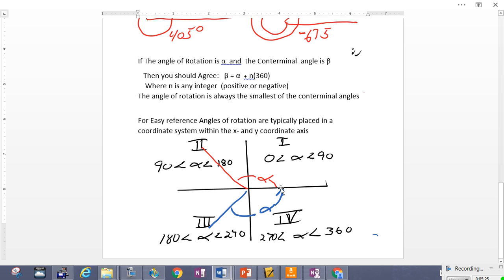What we want to do in the next video is find out what the sine, cosine, and tangent values might be for angles that are coterminal with some of our specific 30, 45, and 60 degree angles. For that, we'll move to the next video.